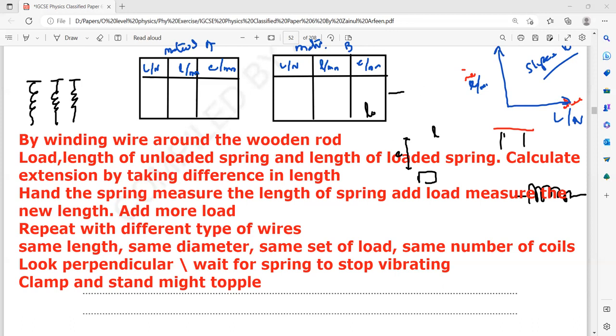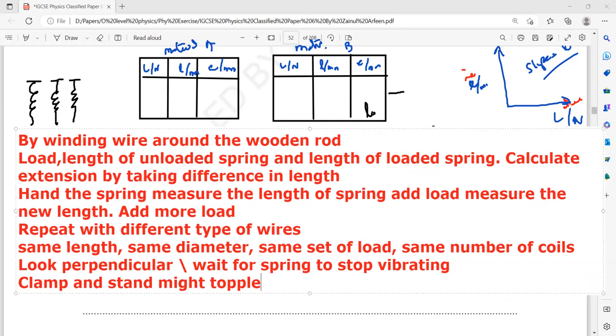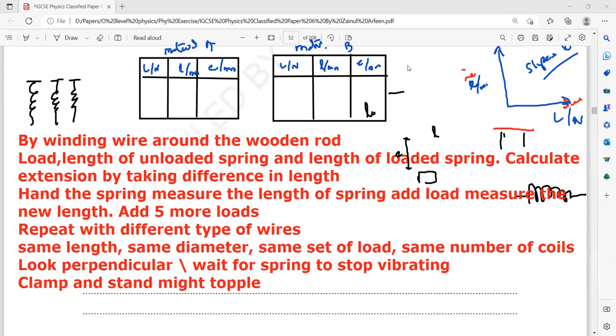So that is how you present your result. One important point is that repeating the experiment is the most important one: repeat the experiment with 5 sets of loads. So this was the planning experiment, how we can investigate how the material or type of spring affects the extension of a spring. Is it clear? Yes, sir, clear.